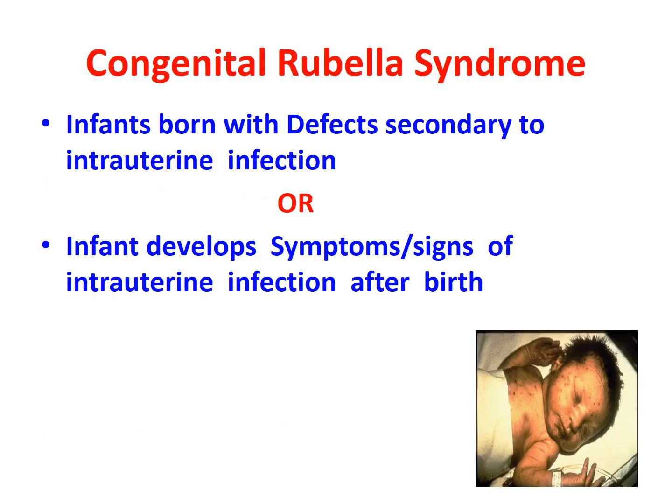So let's see what congenital rubella syndrome is. This is infants born with defects secondary to intrauterine infection. So if the mother is infected during the pregnancy, the defects seen in the newborn are known as congenital rubella syndrome. Or sometimes infants develop the signs and symptoms of the intrauterine infection after birth. At birth they look normal, but after some time they start developing the signs and symptoms of this congenital rubella syndrome. So both are considered congenital rubella syndrome.